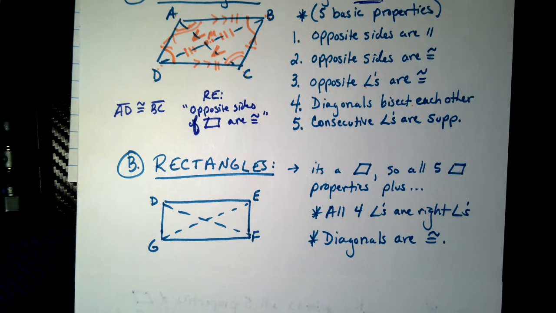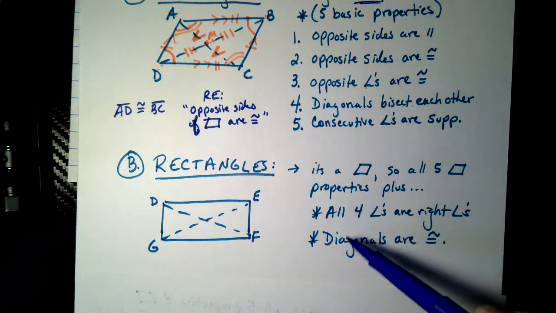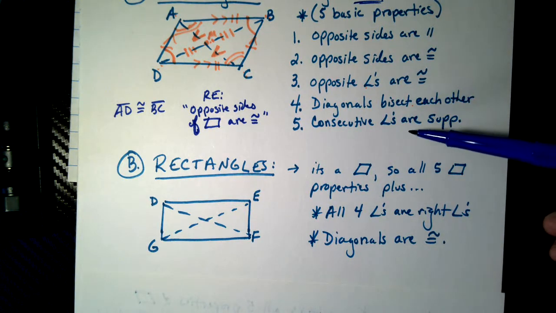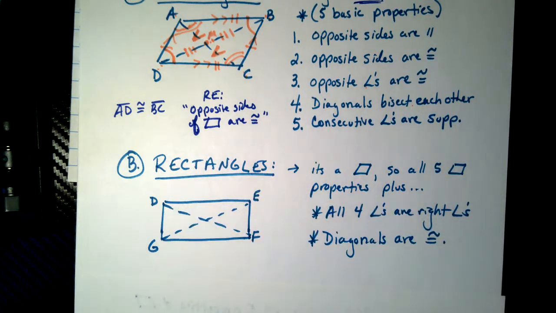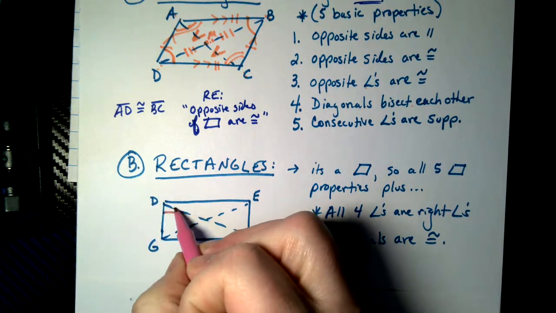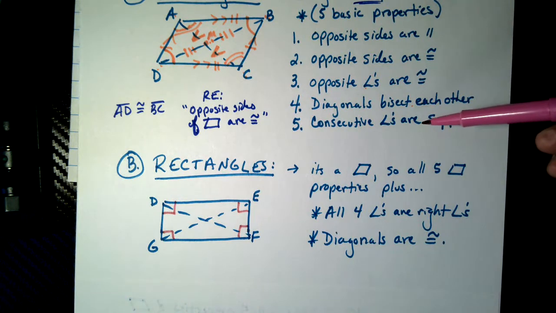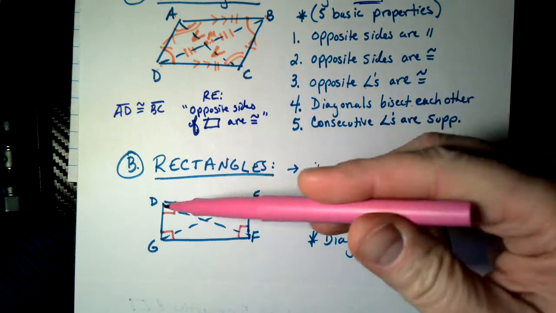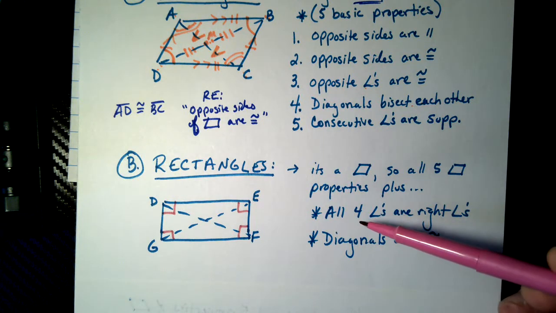The next shape that we're going to cover is rectangles. So in rectangles, I think you guys know what a rectangle looks like. It is a parallelogram. So this list looks short, but actually it's all 5 of these properties plus all 4 angles. I'm going to use a different color. All 4 angles are right angles. So angle D is a right angle, angle G, angle E, angle F. So it has all these properties. Notice consecutive angles, supplementary, still works because they're all 90. But they're all going to be right angles if it's a rectangle.